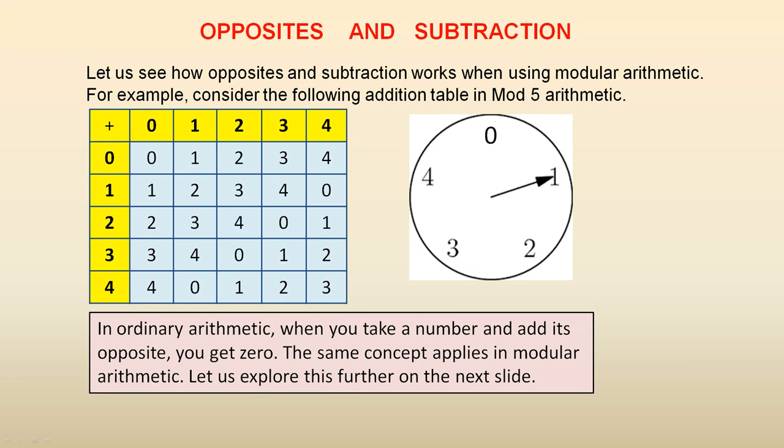Opposites and subtraction. Let us see how opposites and subtraction works when using modular arithmetic. For example, consider the following table in Mod 5 arithmetic. So we have a table here and a dial, and we're going to use those extensively in this video to understand the concept. In ordinary arithmetic, when you take a number and add its opposite, you get 0. The same concept applies in modular arithmetic. Let us explore this further on the next slide.